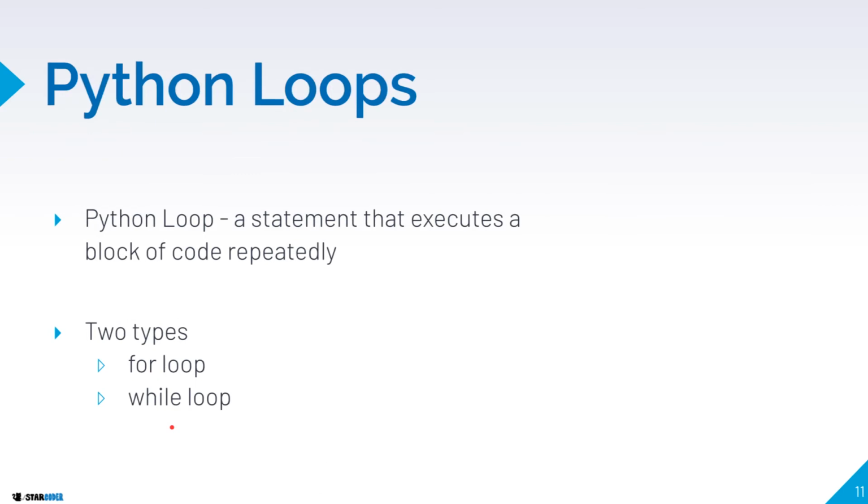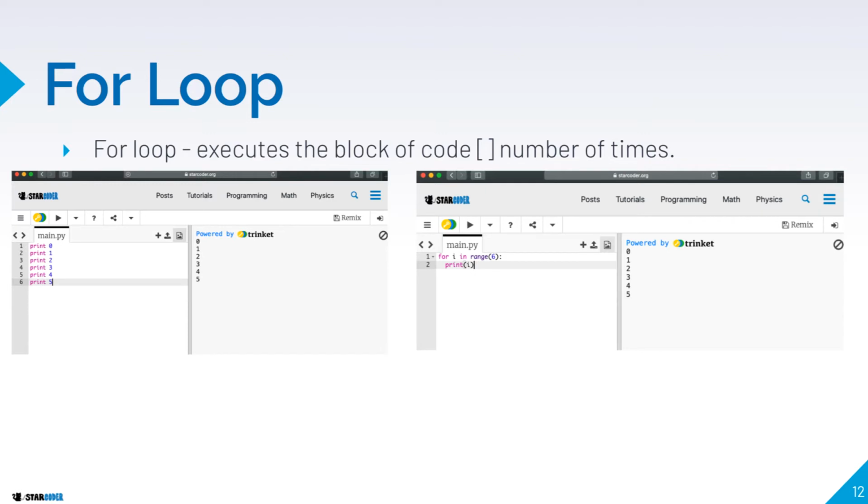Now let's move on to the second part of the lesson, which is loops. A Python loop is a statement that executes a block of code repeatedly. There are 2 types of loops we're going to go on about, the for loop and the while loop. The for loop executes a block of code a certain amount of times.